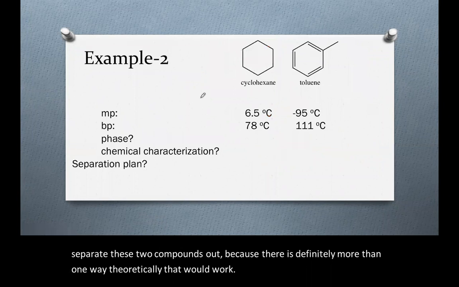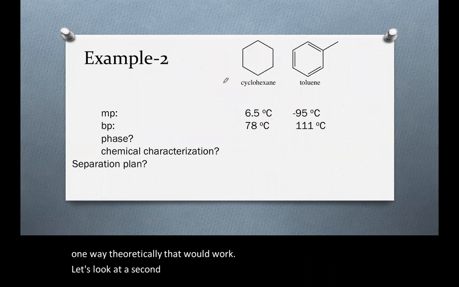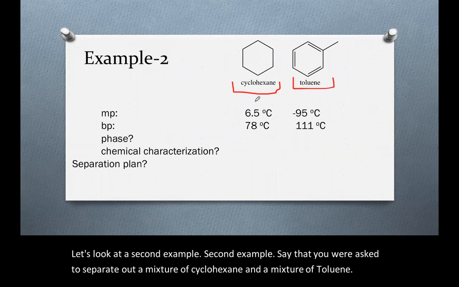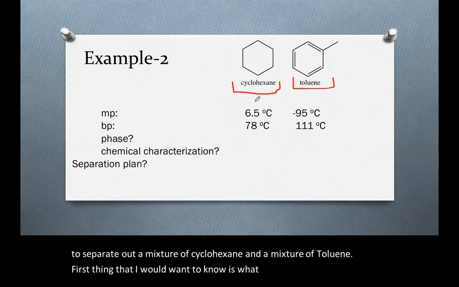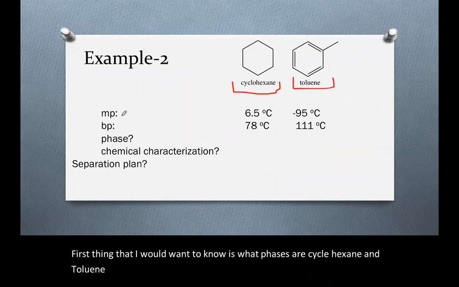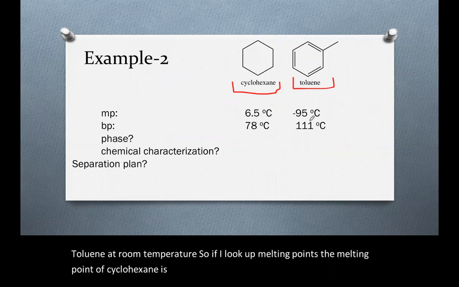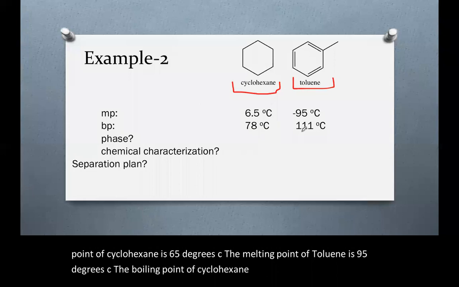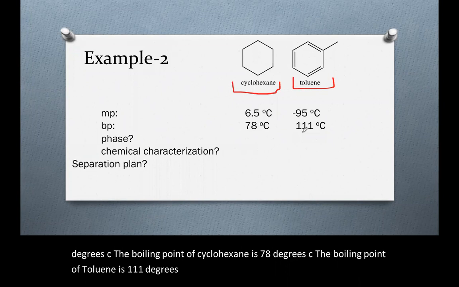Okay, let's look at a second example. Say that you are asked to separate out a mixture of cyclohexane and toluene. First thing that I would want to know is what phases are cyclohexane and toluene at room temperature. So if I look at melting points, the melting point of cyclohexane is 6.5 degrees C. The melting point of toluene is 95 degrees C. The boiling point of cyclohexane is 78 degrees C. The boiling point of toluene is 111 degrees C. So these are both liquids.